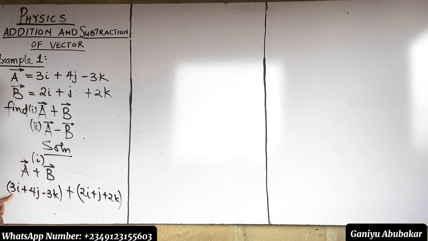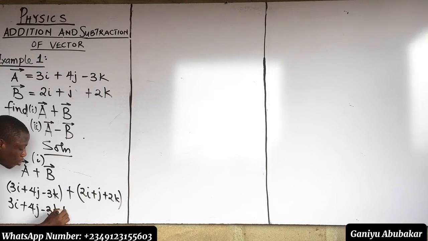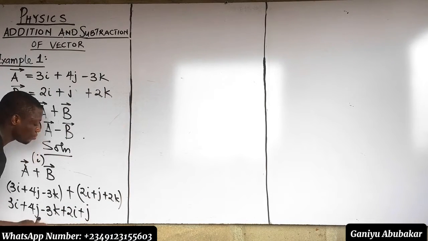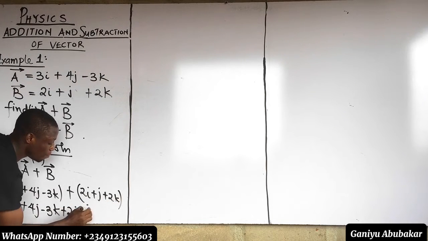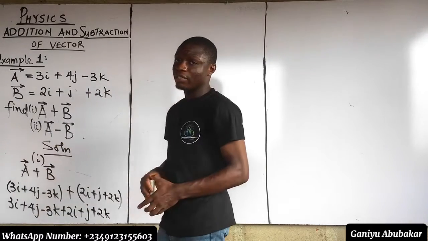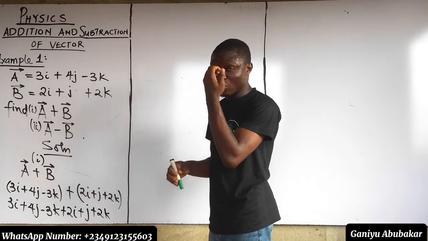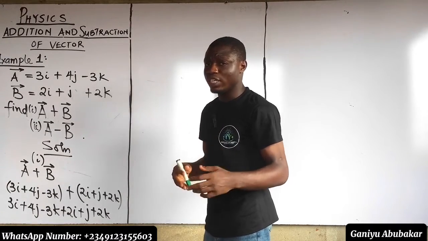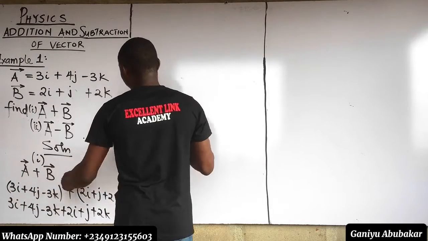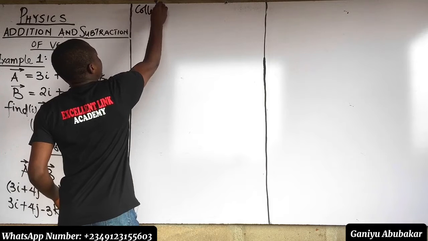We said encase each vector in a bracket. When you are done, what's next? I'm having 3i plus 4j minus 3k. Open the bracket here. Plus times 2i gives plus 2i. Plus times plus j gives plus j. Plus times plus 2k gives plus 2k. At this point, we said when adding or subtracting vectors, simply add their corresponding coordinates. But before I apply that, let's collect like terms.